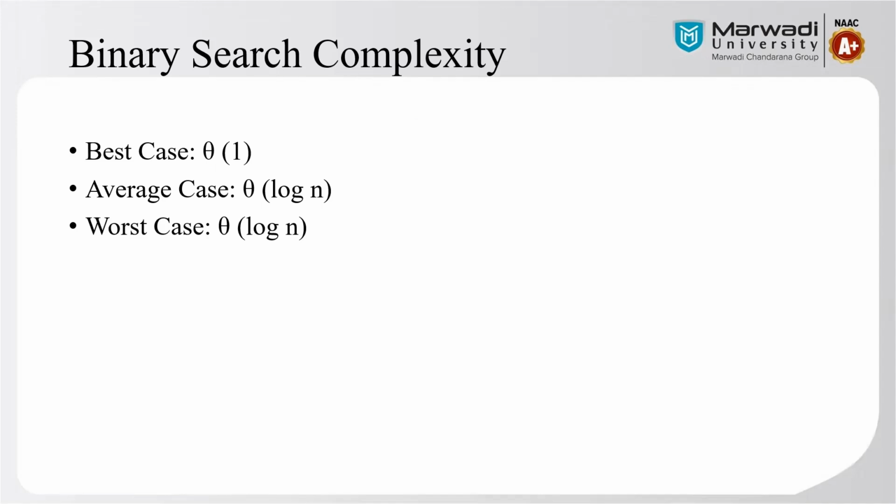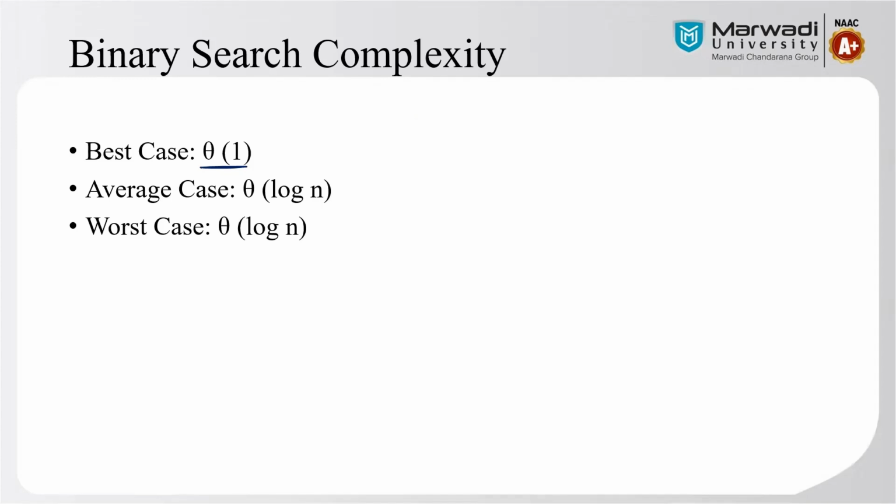Now we will understand the binary search complexity. Here also the best case complexity is theta of 1. Why? Because if you search for any element and you find the middle element as your element, then we can stop the process without running the loop or without calling multiple functions. That's why the best case is theta of 1. The worst case and average case is log n.